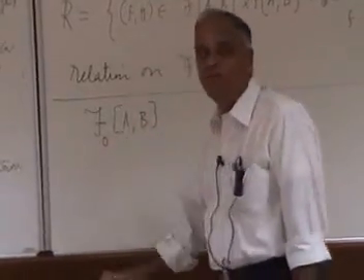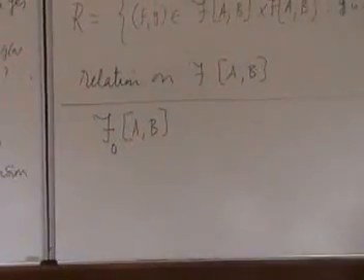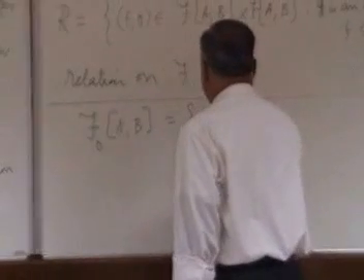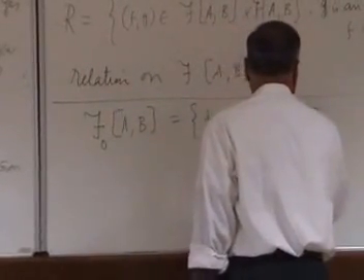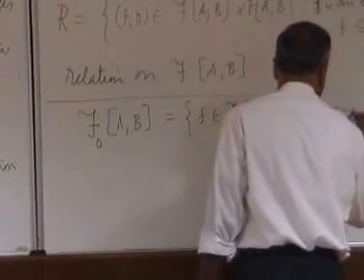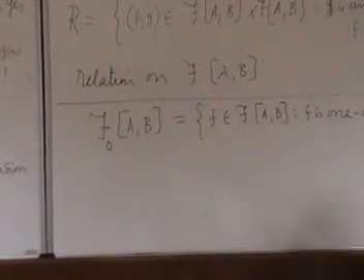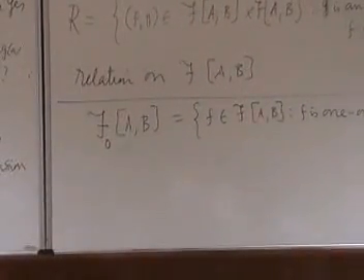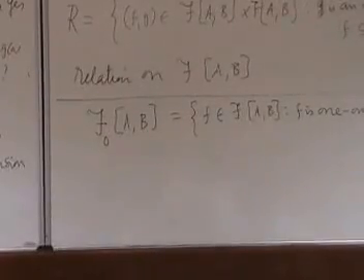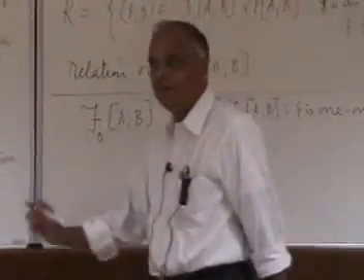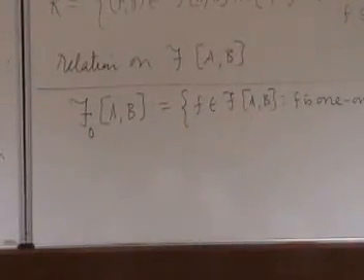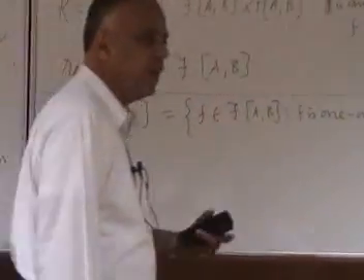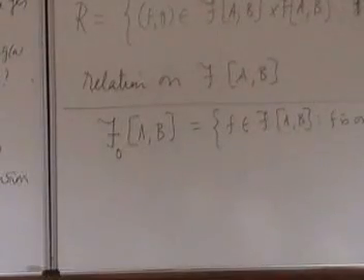What are they? The 1-1 functions. All 1-1 functions. So it is the set of all F in F(A,B) such that F is 1-1. Now what does it mean? Every fellow will have exactly one relative, distinct fellows will have distinct relatives. This is what 1-1 says. If F(a) equals F(b), then a must be equal to b.